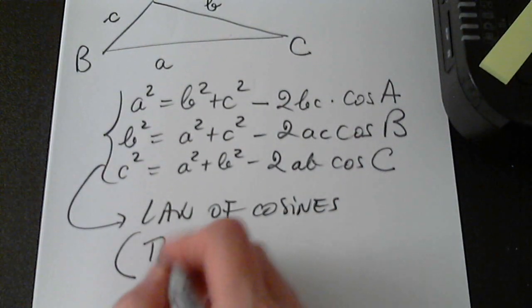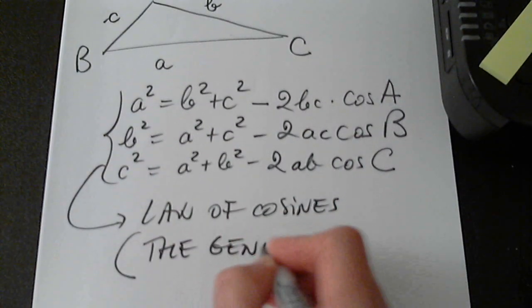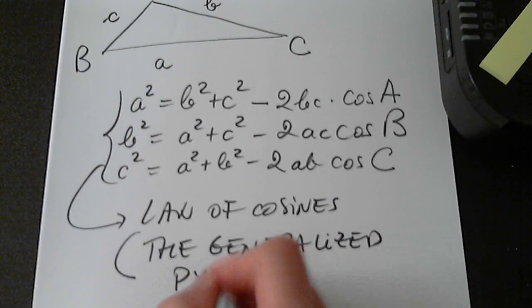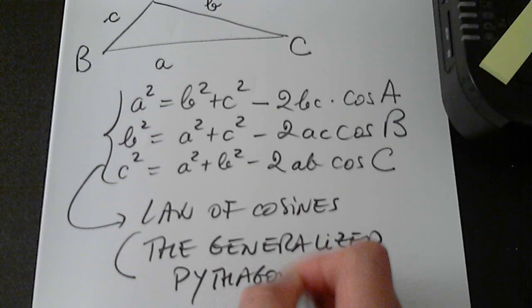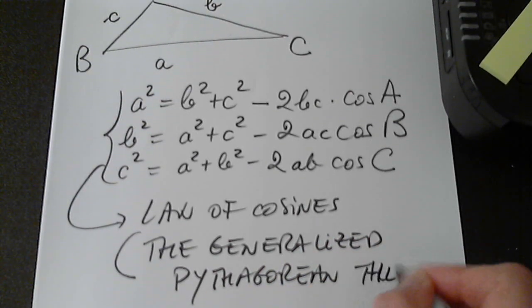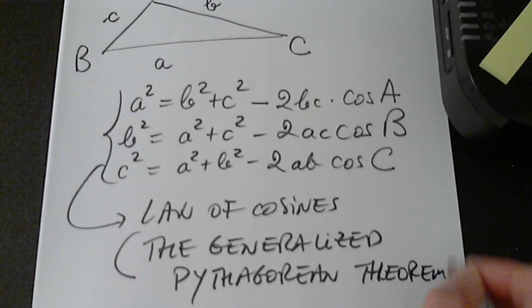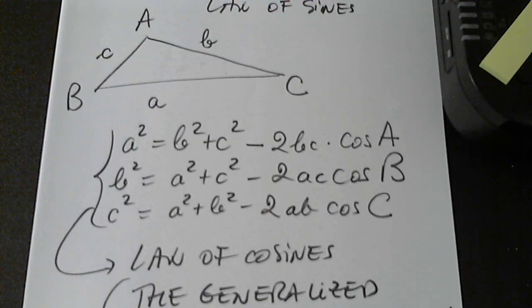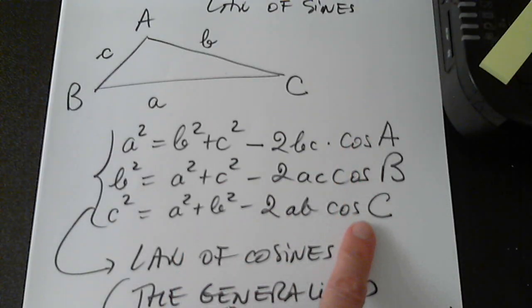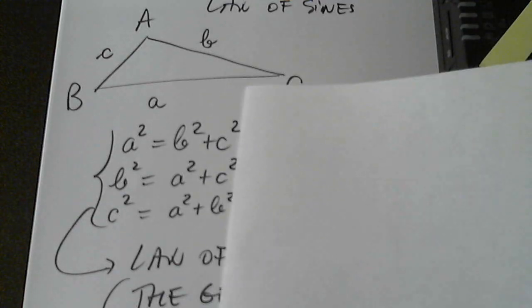So in other books, the generalized Pythagorean theorem. Why? Again, if the angle is 90 degrees, cosine is 0, and we get back to the Pythagorean theorem.